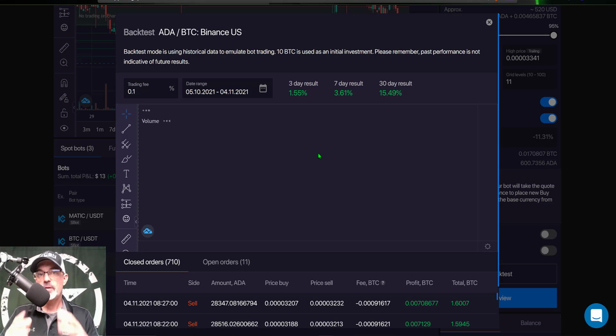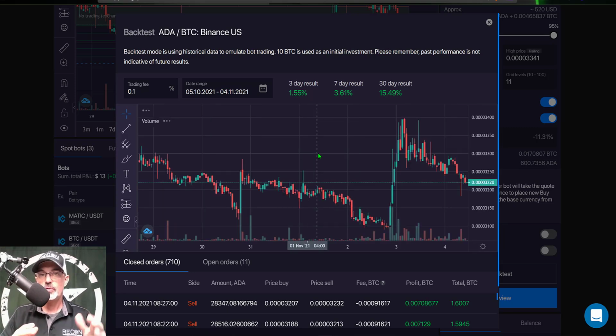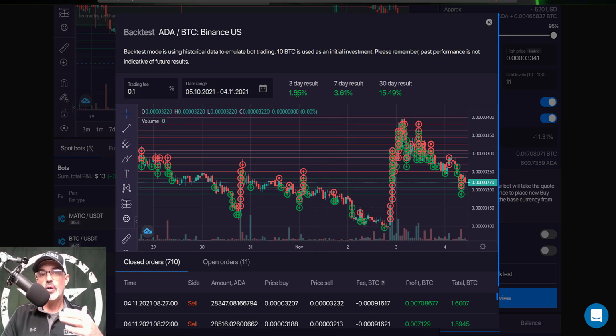But with that being said, it is important to remember that backtest results don't guarantee future results. And so far, the backtest results aren't terrible. They are kind of in line with what I would expect from this pair. Neither one of them is going to be extremely volatile when trading together as a pair. And you can see my 3-day result would be 1.55%, or 0.5% profit per day.